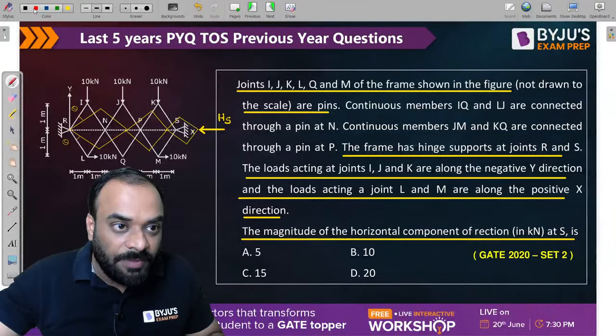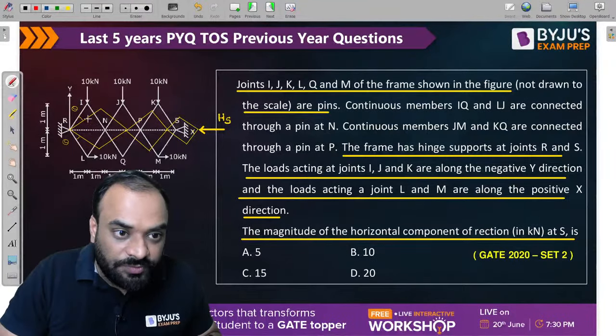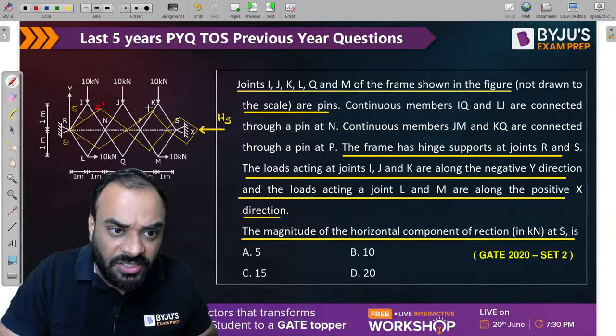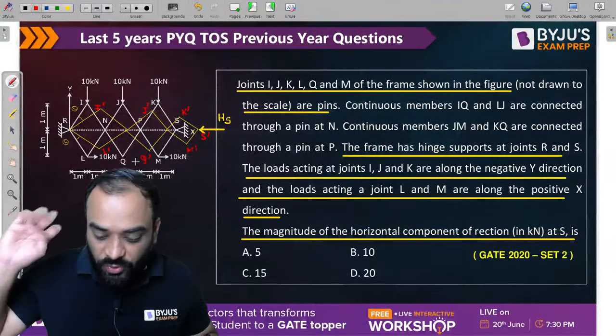So I will mark it. Let me first mark this, children. So you can see here guys, this one is our new position of I, which will be I dash. This will be J dash. This will be K dash. And this is S dash. This one is M dash. This one is Q dash. This one is L dash, right? I hope all of you are able to understand this.